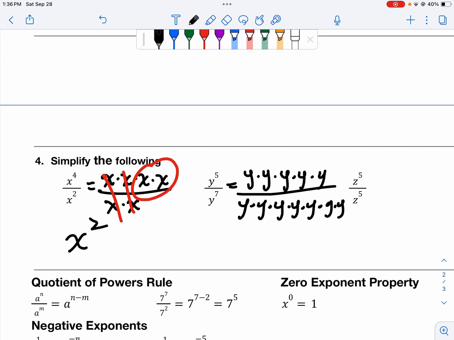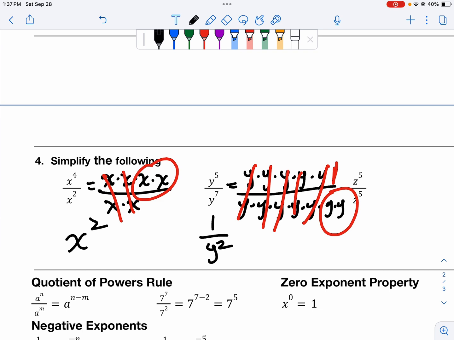I think that's 7. 1, 2, 3, 4, 5, 6, 7. Now I'm going to start crossing off pairs. That's weird. There's 2 left in the bottom of the fraction. What's left in the top of the fraction is a 1. So what I have is 1 over y squared.